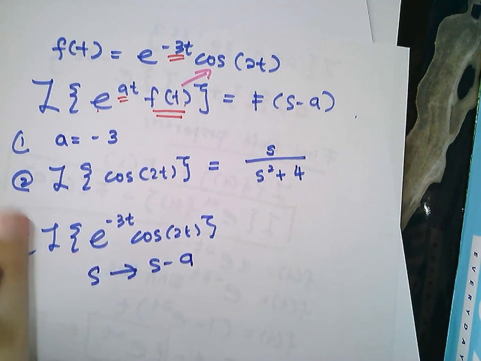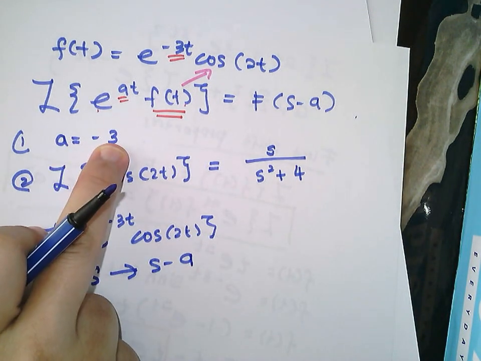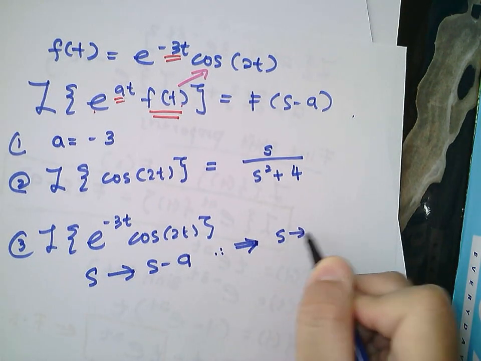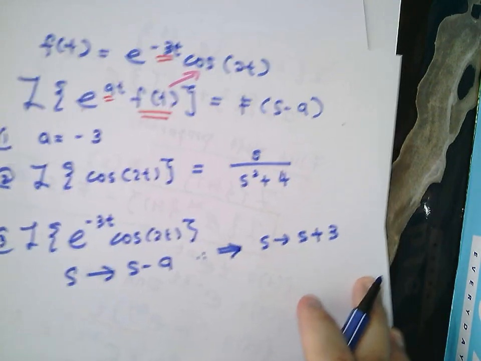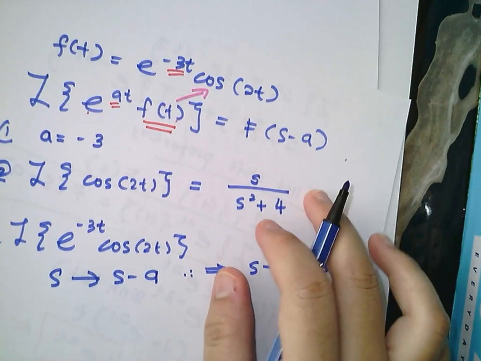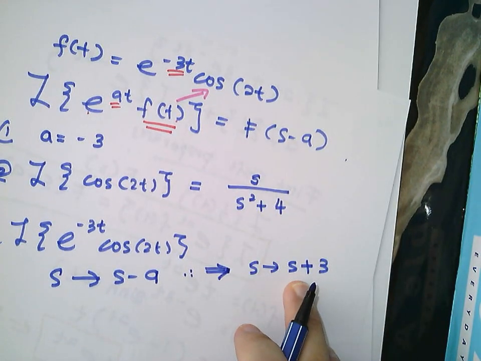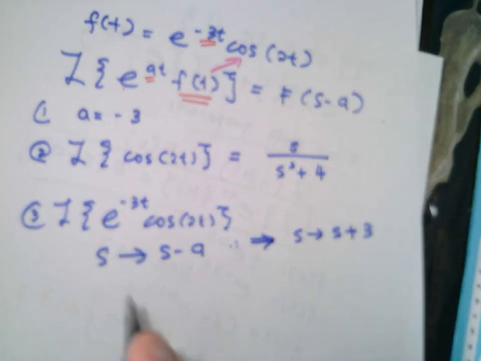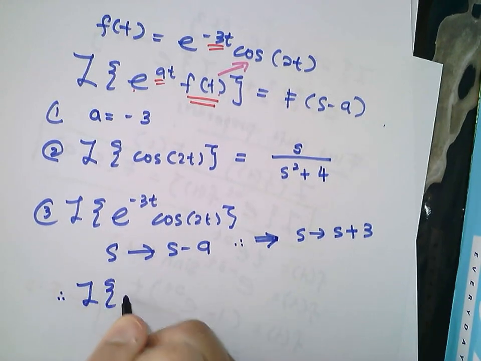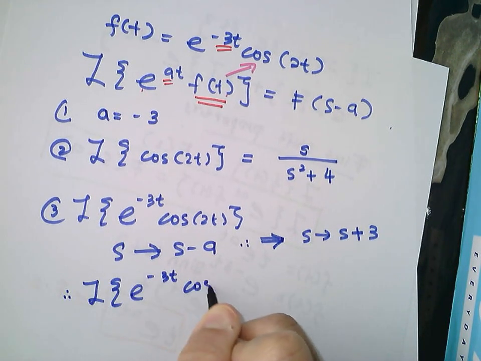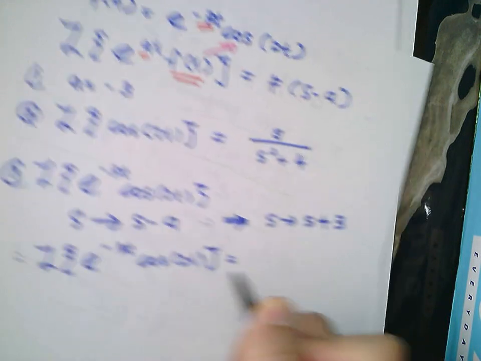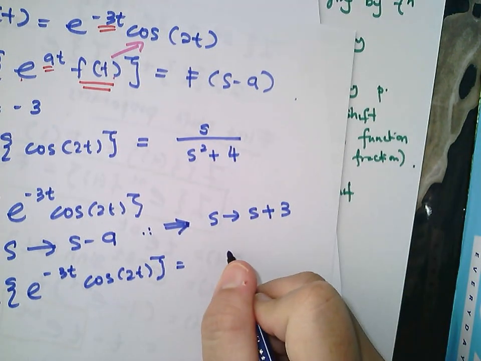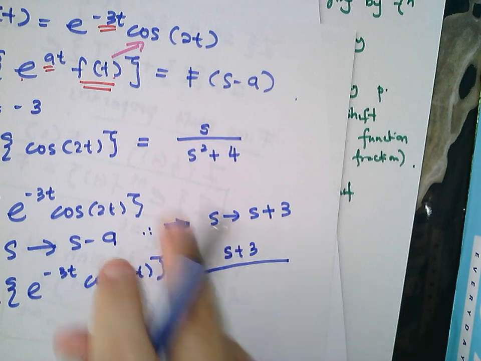So what is your a? You already defined your a is equal to negative 3. Therefore you have to change s to be s plus 3. So by looking at your function here, when you have s, replace it by s plus 3. When you have s here, you will have another s plus 3. So therefore, Laplace of exponent negative 3t cos 2t is equal to, now this is s, so replace it by s plus 3, over, so again this is s.